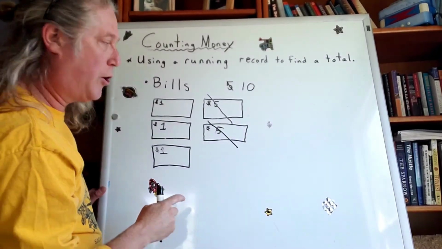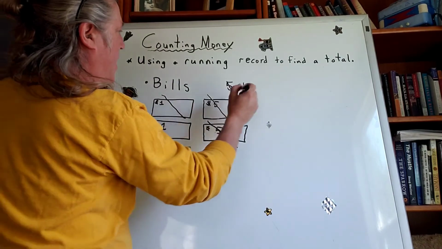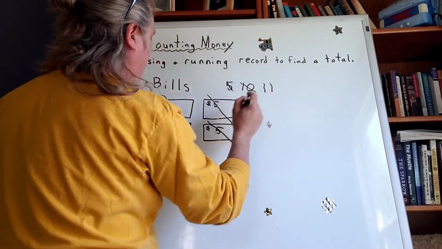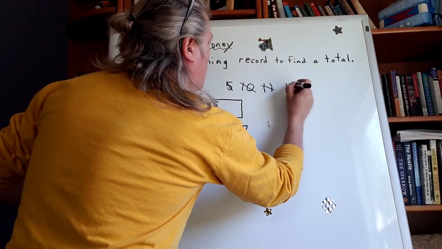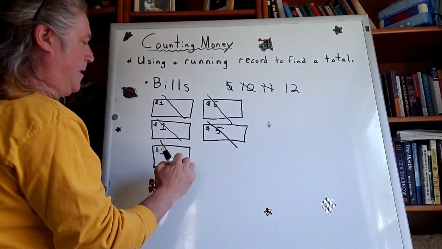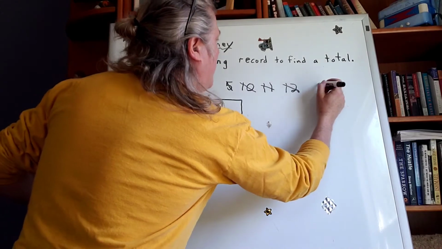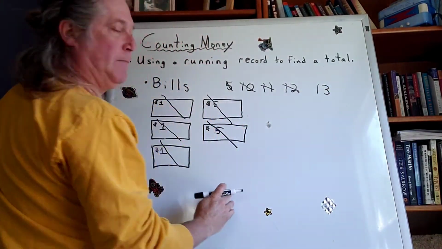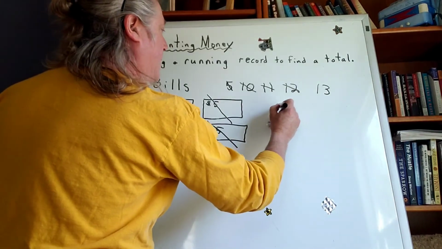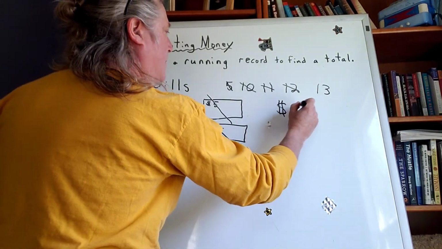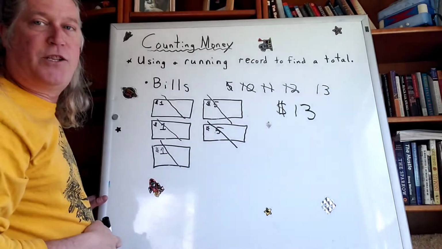Now we're going to count the smaller bills. I've got a $1 bill. That makes 11. Another $1 bill. That makes 12. And another $1 bill to make 13. So our answer for the total of money, the total number of bills, is $13.